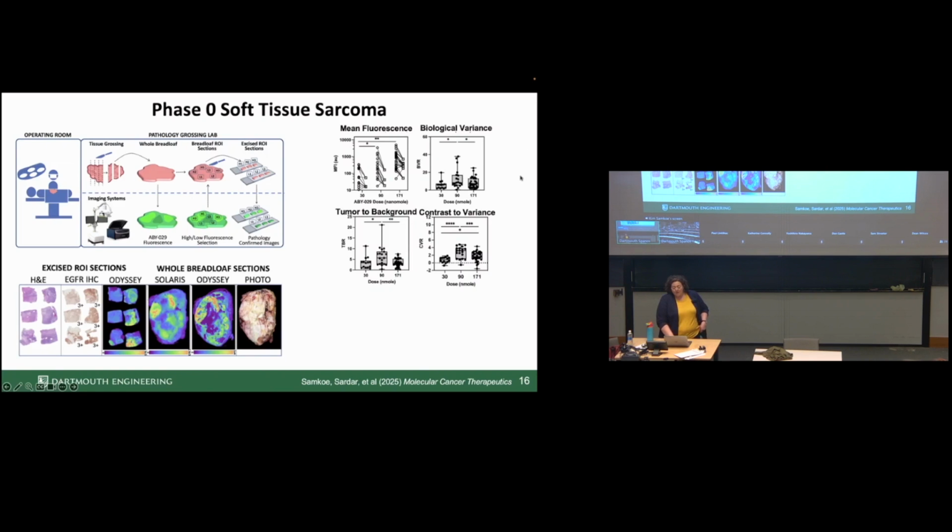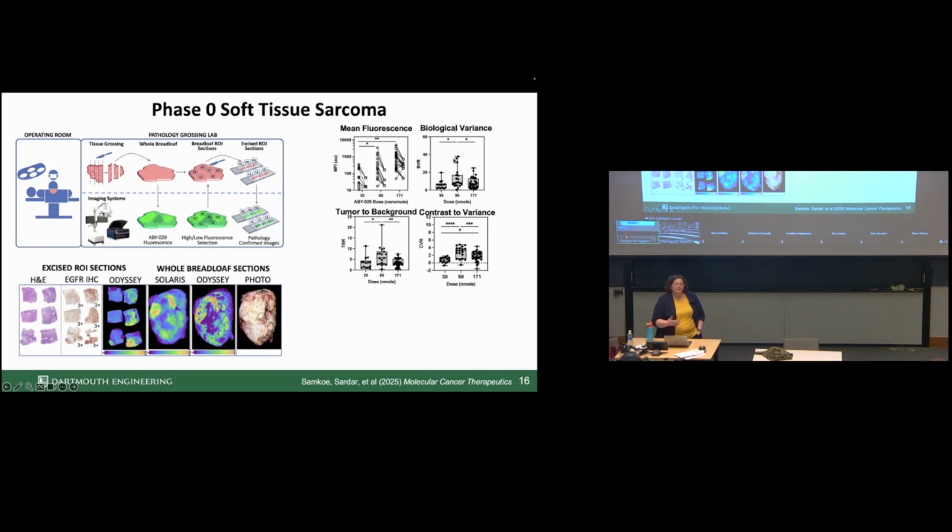So what we found is really a microdose, which is 30 nanomoles, so a very small amount, was not really detectable in large amounts of tissue using surgical systems. It was in the more specific systems that we were looking at. But what you can see here is the contrast, and we looked at a number of different types of contrast.